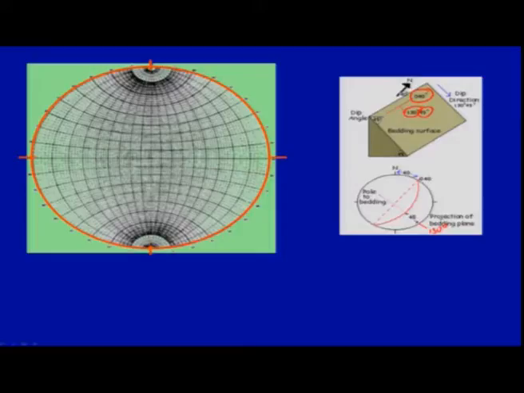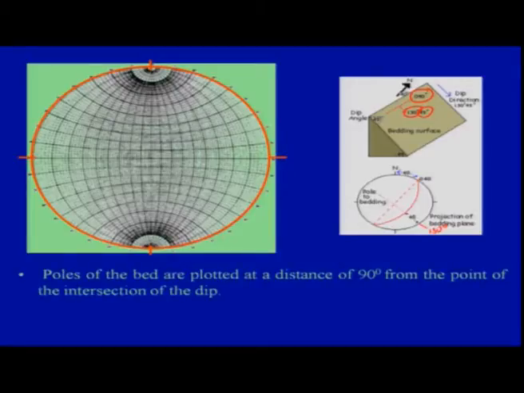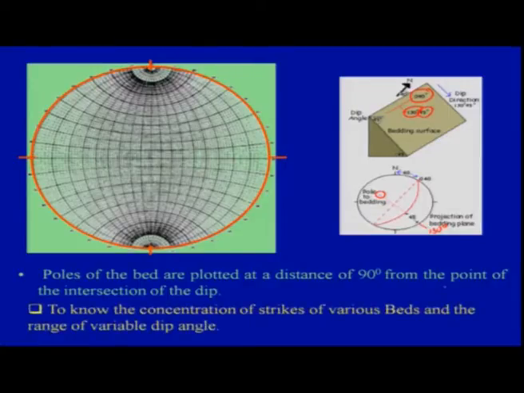So let us see how we can project this on the stereo projection. So the pole, this is what has been done. If you take 90 degrees from this point, that will be your pole, which you represent on the intersecting part. That will give you all the information about the planes. And to know the concentration of the strike of various beds, if you just plot the pole, that will also help you in knowing the strike and dip of the beds.